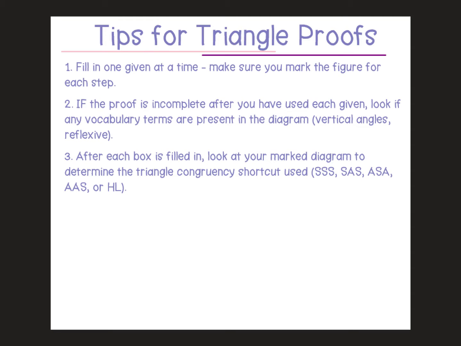If the proof is incomplete after you've used each given, you're going to look if any vocabulary terms are present in the diagram. Specifically today, we're going to be looking for vertical angles or the reflexive property. And then after each box is filled in, you want to look at your marked diagram to determine which triangle congruency proof or shortcut we use. So that's either going to be side, side, side, side, angle, side, angle, angle, side, or HL.